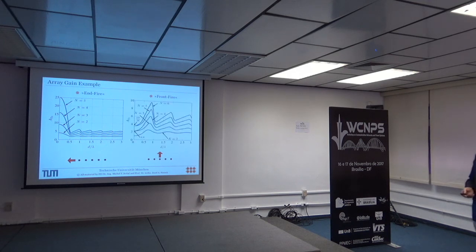In front fire, it's not that good. Note that this is a different scale here. So in front fire, even with 6 antennas, we can't do what we can do in end fire with 5. And it looks a little bit crazy, and is such that the best distance becomes closer to a full wavelength the higher the number of antenna elements is.